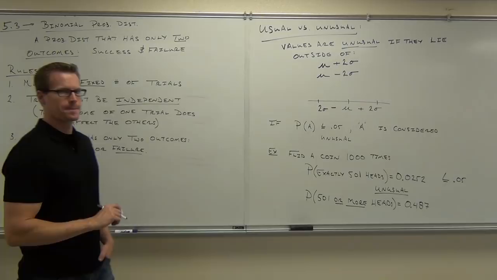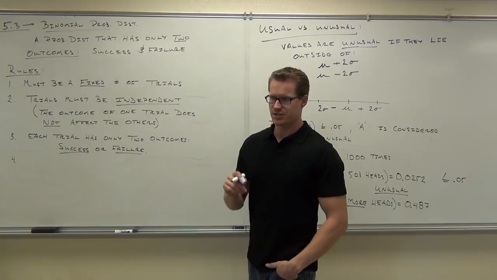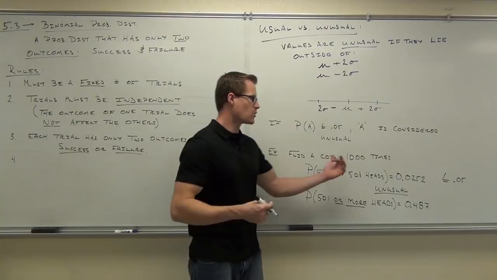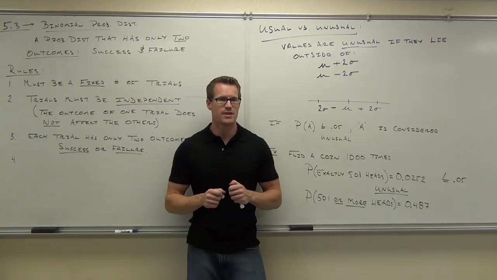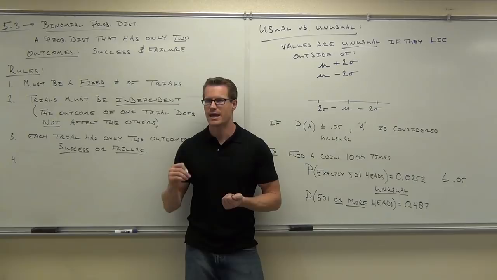And number four, the probability of a success has to stay the same for each trial that you do. For instance, if we're flipping a coin 1,000 times, we're not going to go halfway through and say, oh, we're going to switch coins, and this one has more of a chance of getting heads. That wouldn't work so well for us. So the probability of getting a head has to be the same every time.